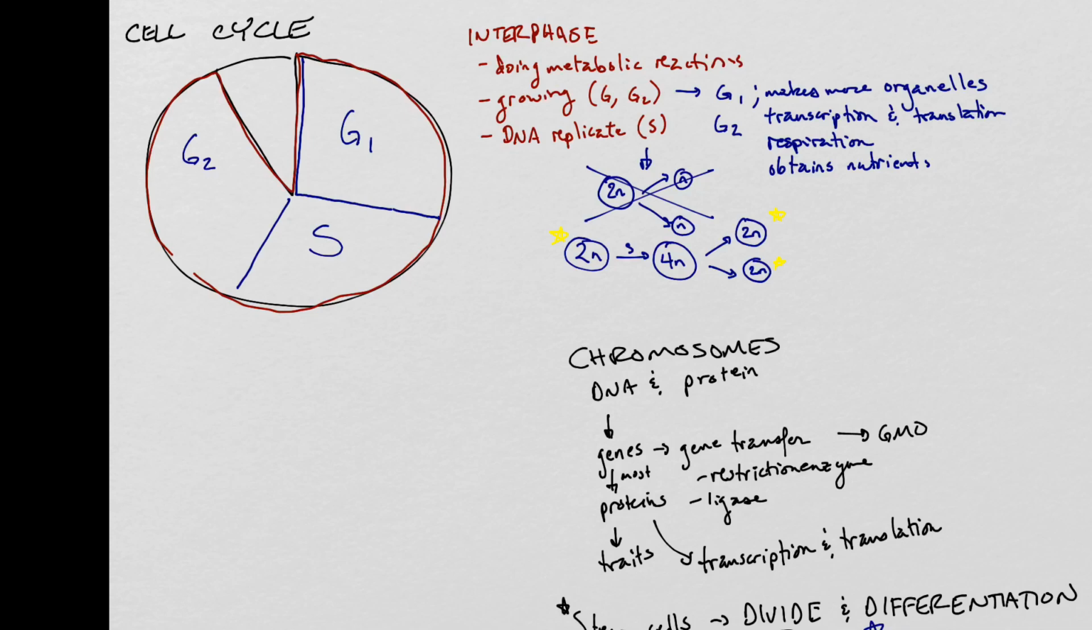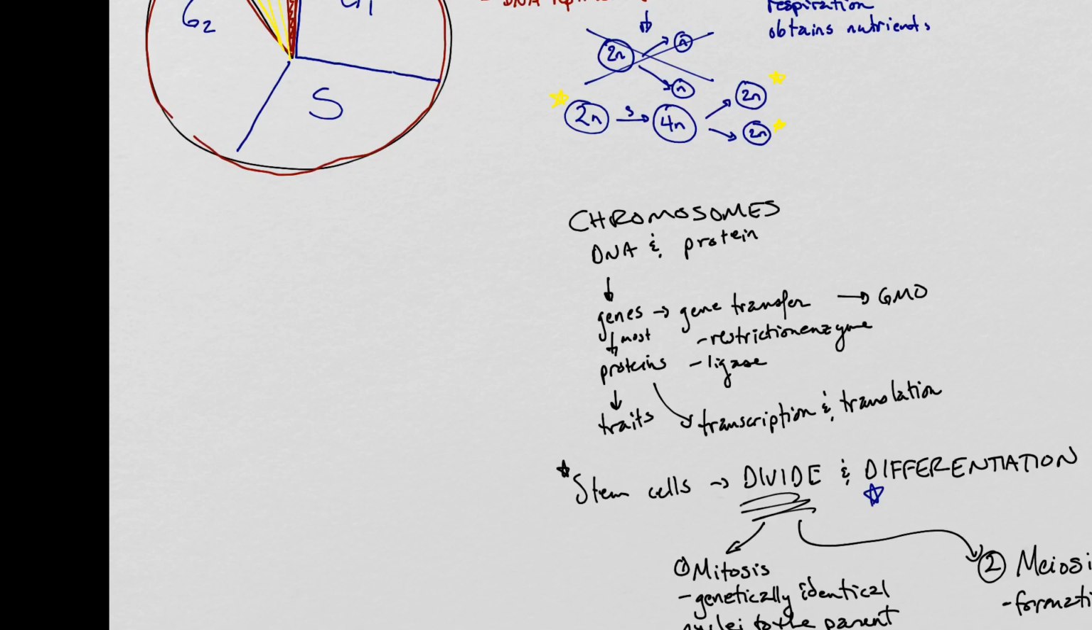All right. Now, all of that is interphase. So what do we have left? Well, what we have left right here is this part right here. This is mitosis. Now, mitosis is almost all of this. There's this little slice over here that is this last part we're going to talk about. But mitosis itself is divided up into 4 parts. 1, 2, 3, 4.